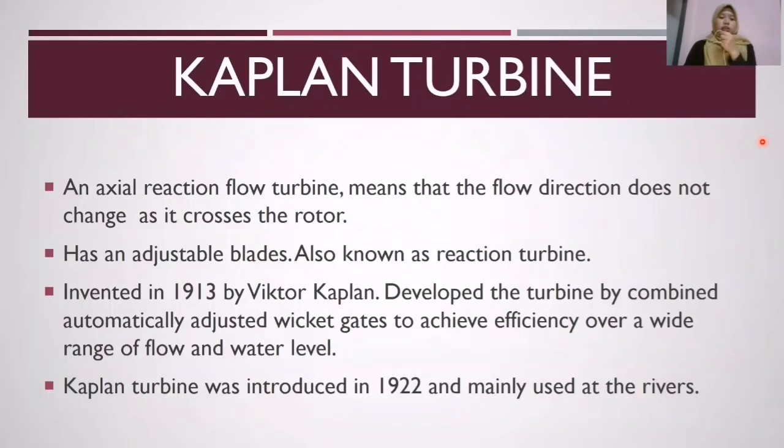Kaplan turbine is an axial reaction flow turbine, meaning that the flow direction does not change as it crosses the rotor. It has an adjustable blade and is also known as a reaction turbine. It was invented in 1913 by Victor Kaplan, who developed the turbine by combining automatically adjusted wicket gates to achieve efficiency over a wide range of flow and water level. Later, the Kaplan turbine was introduced in 1922 and mainly used at rivers.